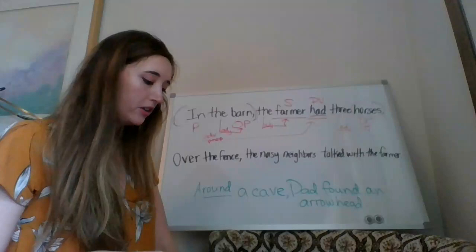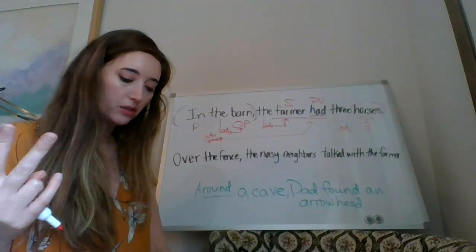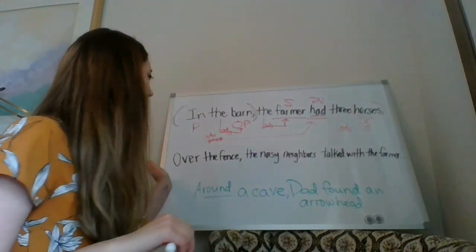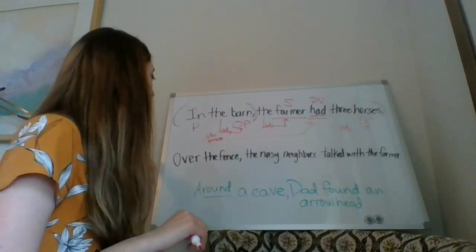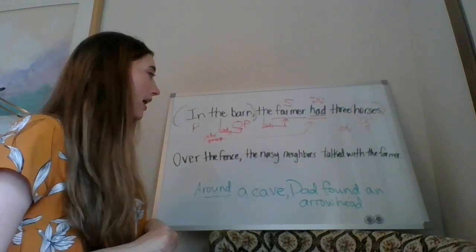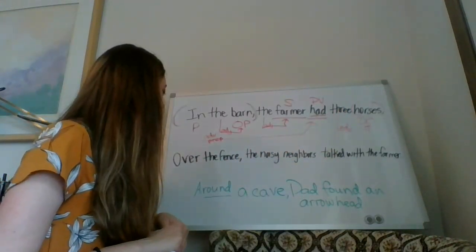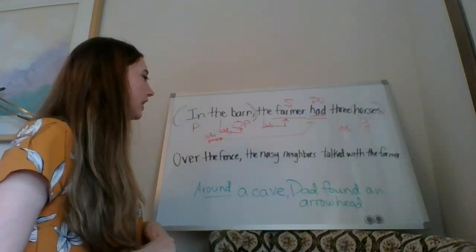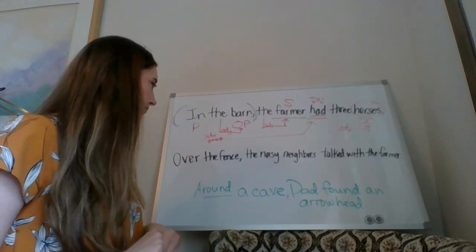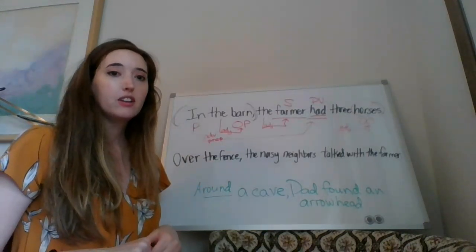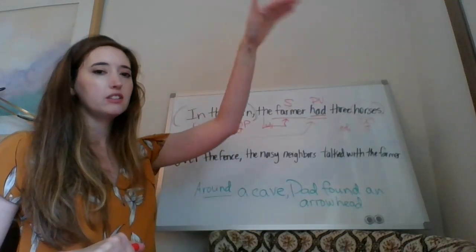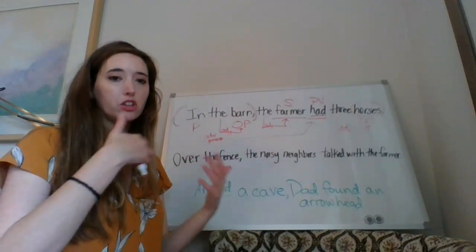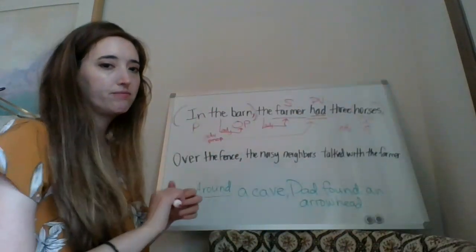Next, I want you to move on to sentence 2 in your book on page 111 as we identify the words of this sentence. So we'll start by reading it. Over the fence, the noisy neighbors talked with the farmer. Picture that. Over the fence, the noisy neighbors are talking with the farmer.